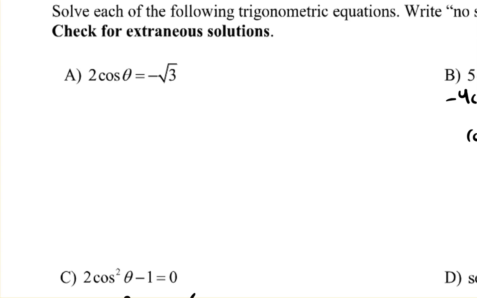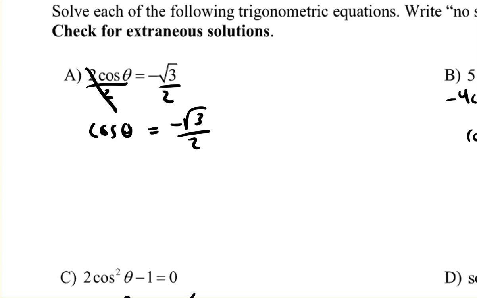So A says we're supposed to find the values of theta so that 2 times cosine of that angle would equal negative square root of 3. So that's far too much to do in our head. So we want to get rid of as much of the basic stuff as we can, like undo times 2 by dividing by 2.